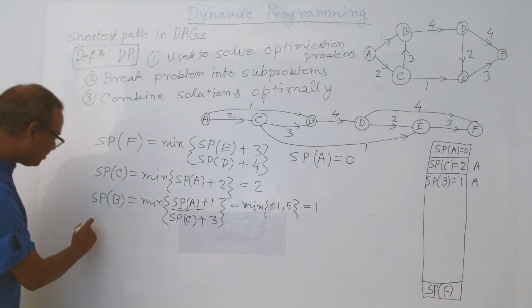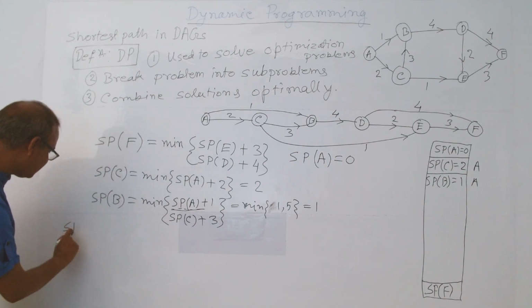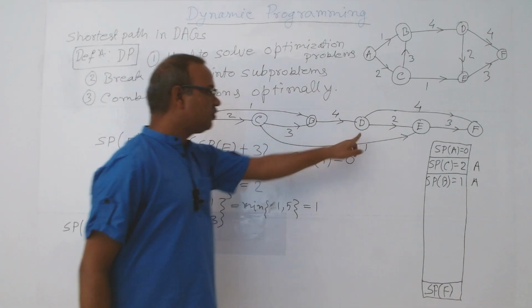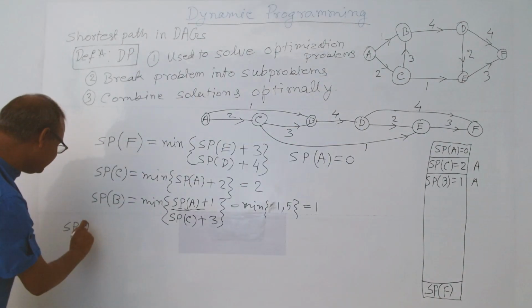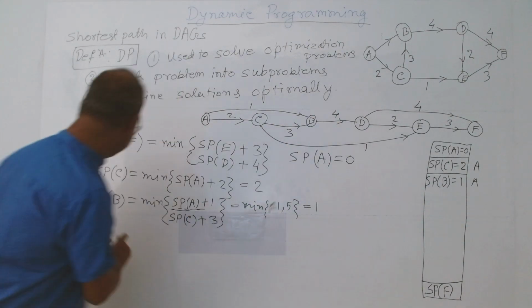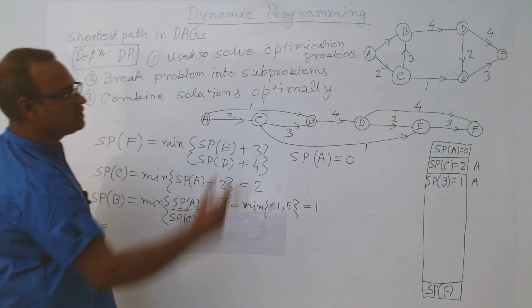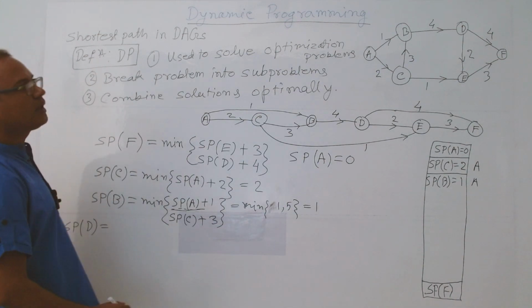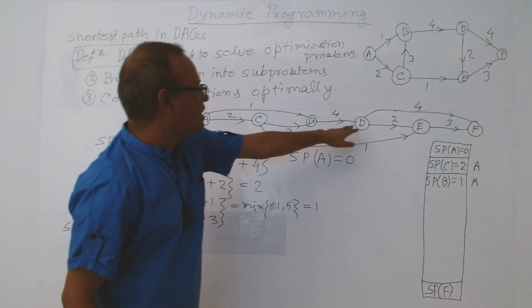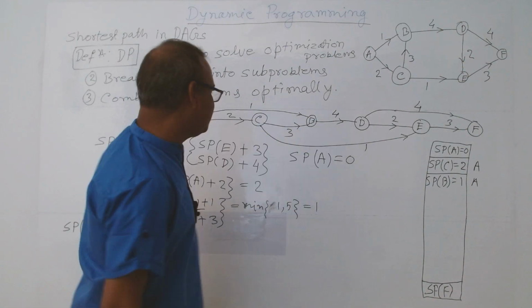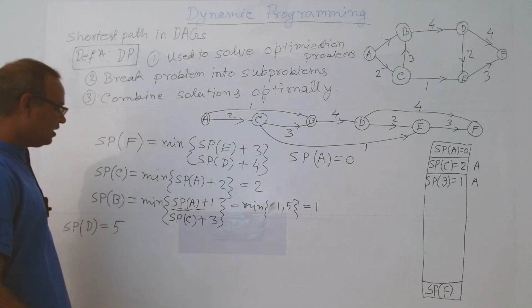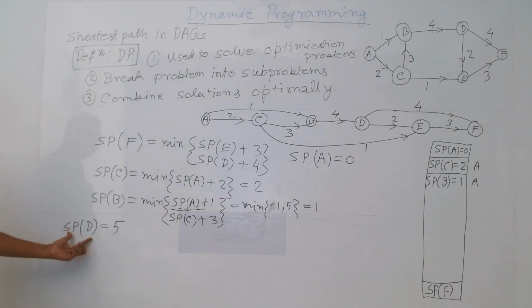Now similarly compute other values. SP at, we have computed up to B. Now we will compute D. SP at D: D can be reached from only one option, so we don't need to compute the minimum. We can directly compute this as SP at B plus 4. So this is equal to 5. Now SP at D is equal to 5.